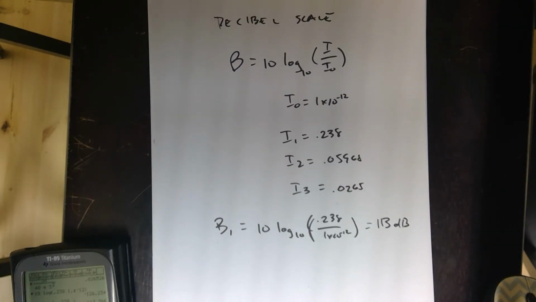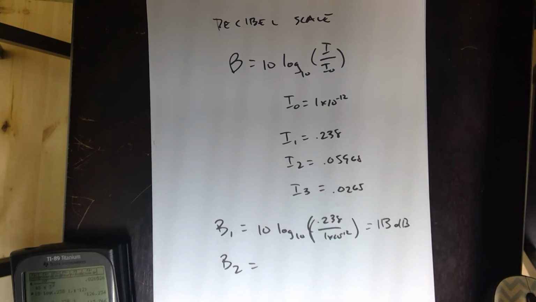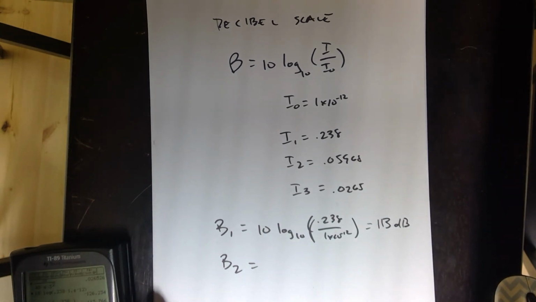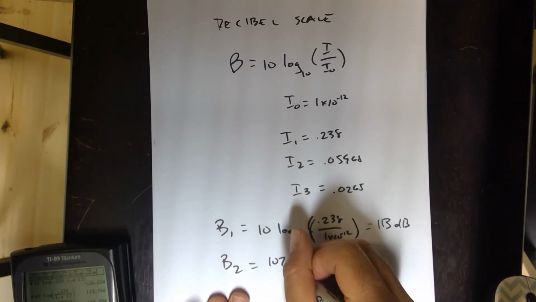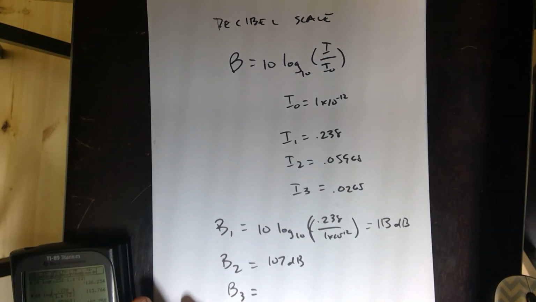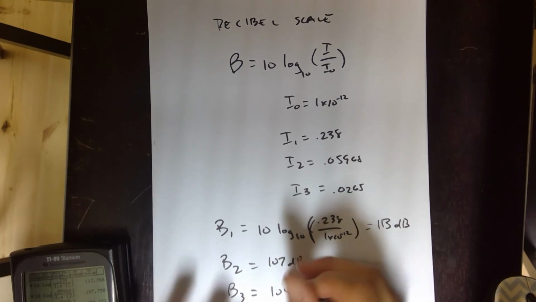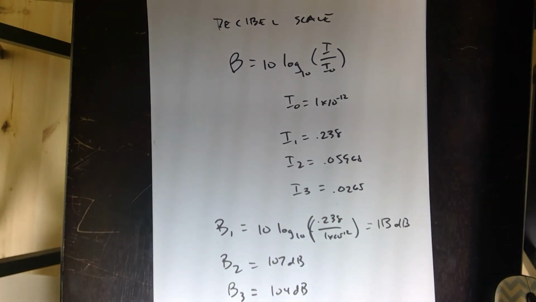Let's do the other 2 people. Taking a look at the other 2 people, we have their intensities. So we just have to put in the different value for I here. All I got to do is put in 0.05968 instead of the 0.238. So switching that intensity, I get 107 decibels. Still pretty loud. The third person, let's put in their intensity. It was 0.0265. And I get 104 decibels. So if you have a large stereo speaker, chances are you don't want to be 1, 2, or 3 meters away. You want to be something pretty far away.